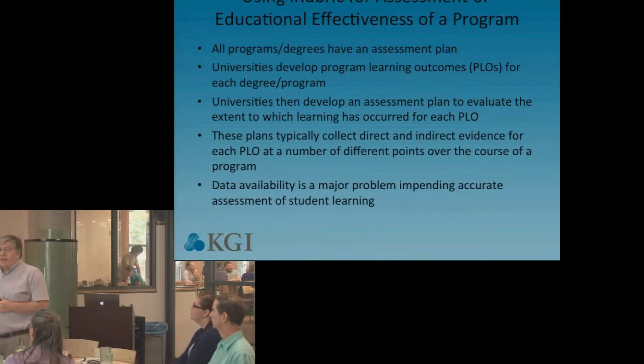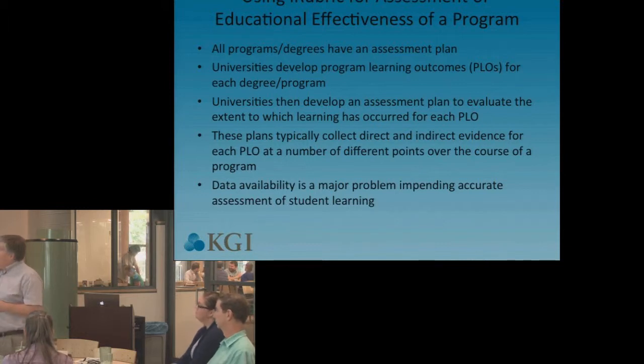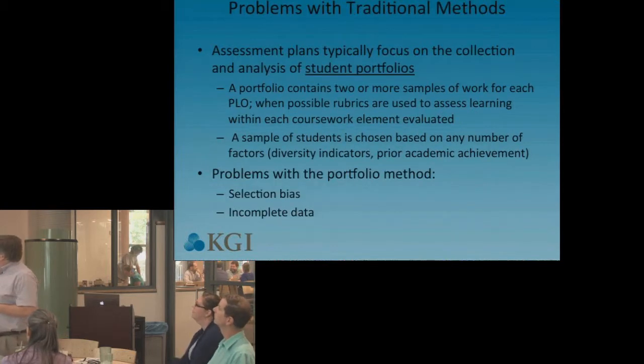So we have a variety of program learning outcomes linked to each program, which are also linked to institutional learning outcomes. And those outcomes are linked to things that go on in courses. So we have an assessment plan to evaluate the extent to which learning has occurred for each of these PLOs. They collect both direct evidence of things like course grades and coursework, and indirect evidence of things like attitudinal surveys. And one of the issues is just data availability for doing this.